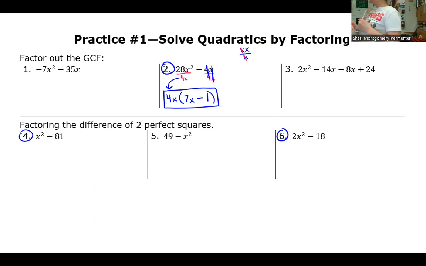So this is a really nice guide. If there's a number that you wonder whether it's a perfect square, you can look at this to help you. So for this one, is 81 a perfect square? Yes, because it's the same thing as what squared?